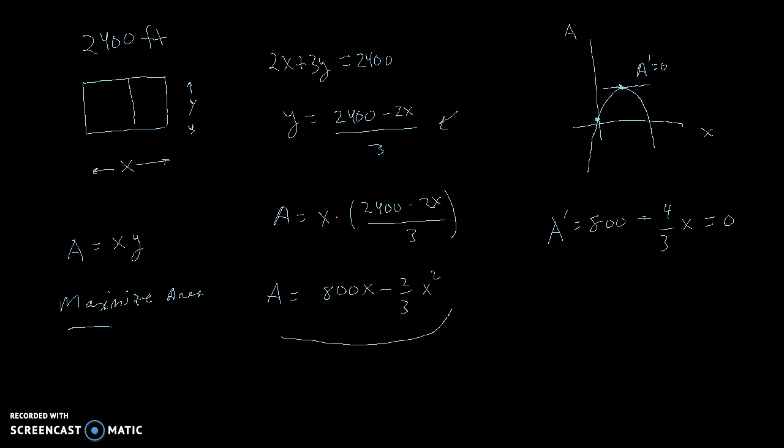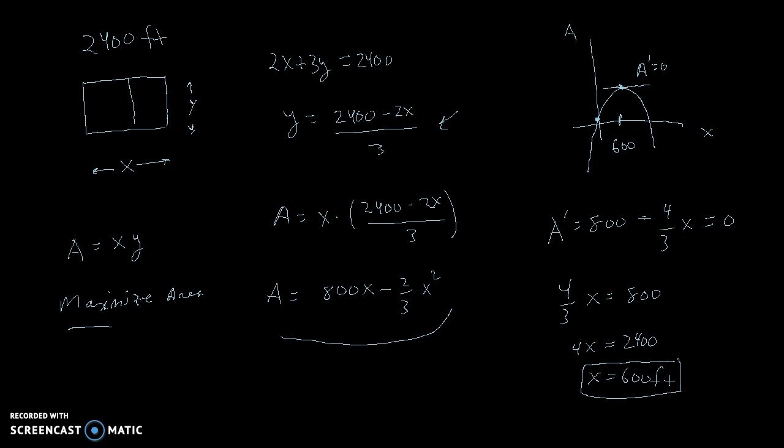Now we have a linear equation. We solve for x. This means that 4/3 x is equal to 800, so 4x is equal to 2,400, and so x is equal to 600 feet, and that will give us the answer to our problem. The x coordinate where this maximum happens is x equals 600.